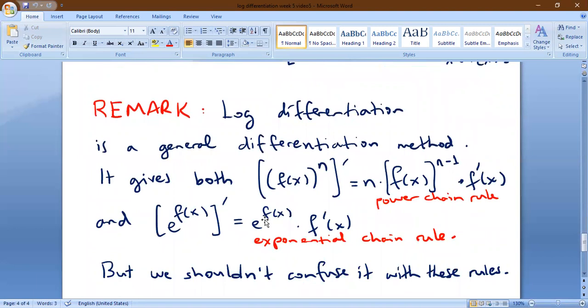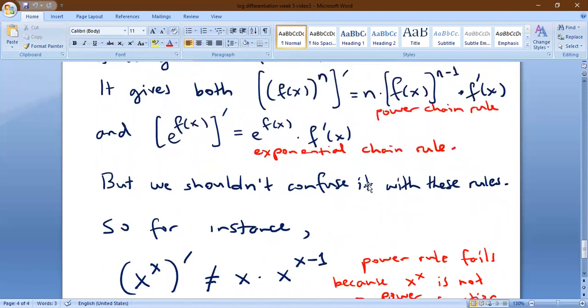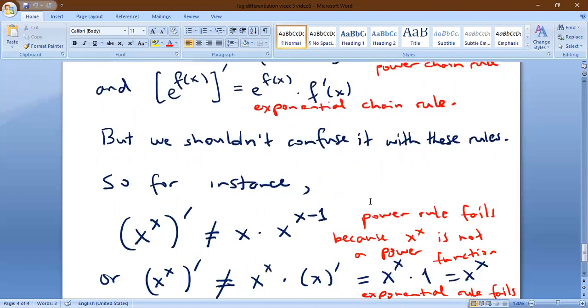And then there is a remark here. This log differentiation is a general differentiation method. It actually gives both the power chain rule and the exponential chain rule. The power chain rule: the derivative of f to the n is n times f to the n minus 1 times f prime. And for the exponential chain rule, the derivative of e to the f is e to the f times f prime. So we shouldn't confuse it with these rules.